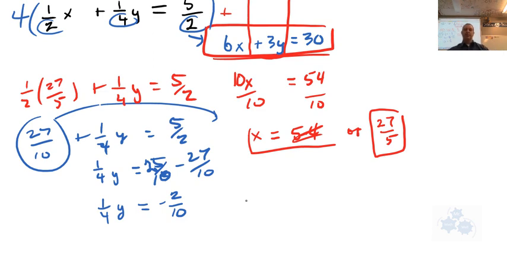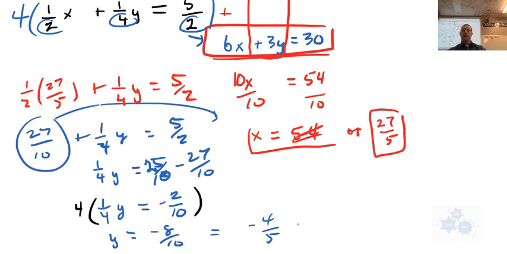Anyway, so let's multiply everything by 4 here. And then what do we get? y equals negative 8 over 10, which when simplified is negative 4/5. All right, so I'm just looking in your textbook. Example 2 is the one we're doing, and they've got the decimals there in your textbook. So 5.4 was correct, and this one is negative 0.8.